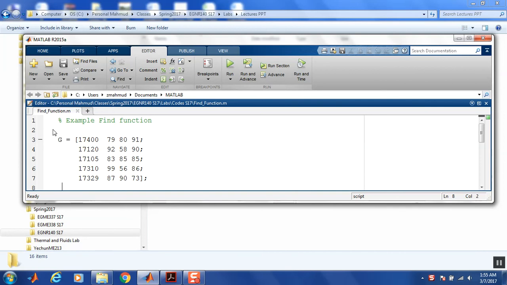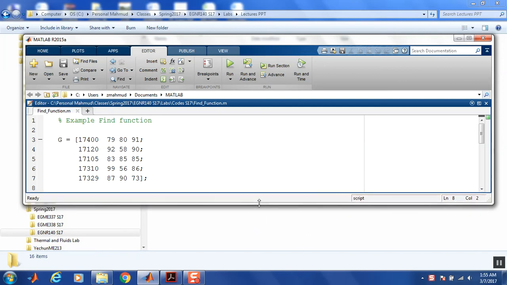I'm not sure if we have done exactly a similar problem in class, but this is going to give you another practice, or another way to understand how to use the find function.